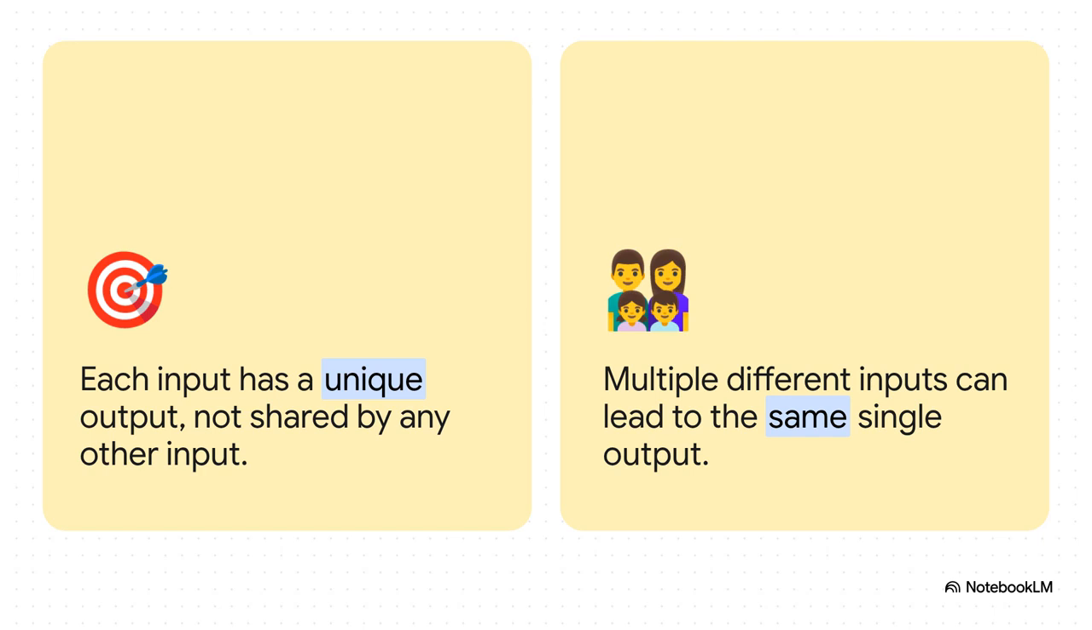A one-to-one function, the technical term is injective, is strict. Every input gets its very own unique output, no sharing allowed. But a many-to-one function is totally fine with different inputs all leading to the same output. You know, like how y equals x squared gives you y equals 4, whether you plug in 2 or -2. And trust me, this distinction is going to be a huge deal in a few minutes.